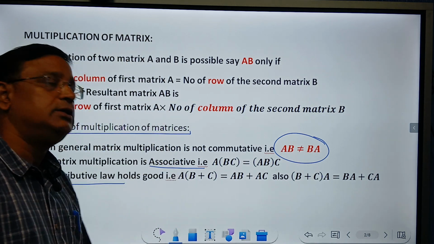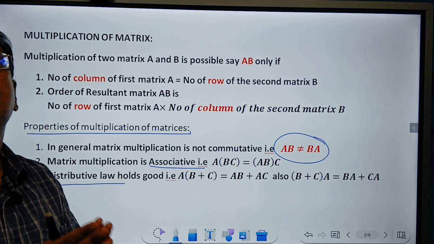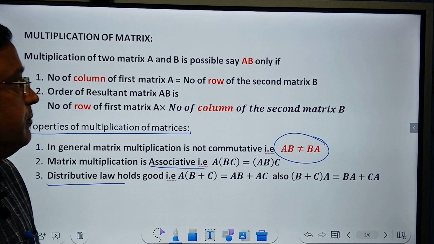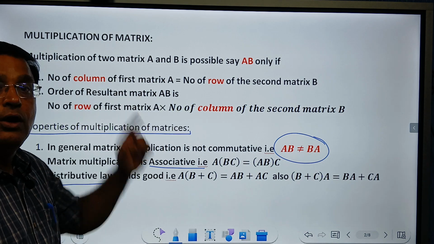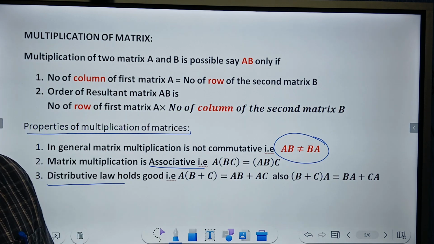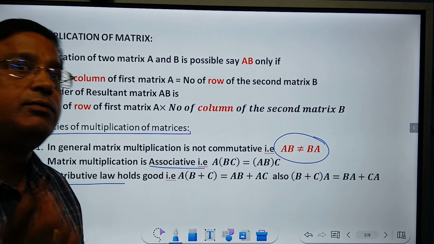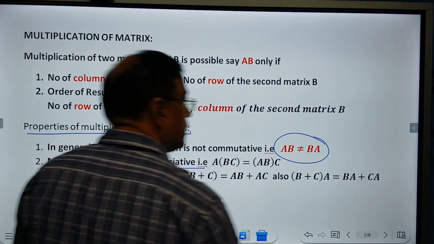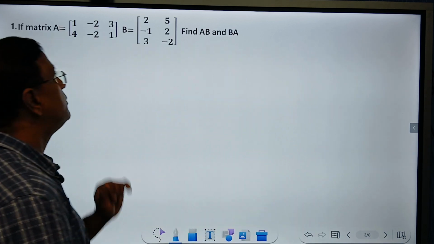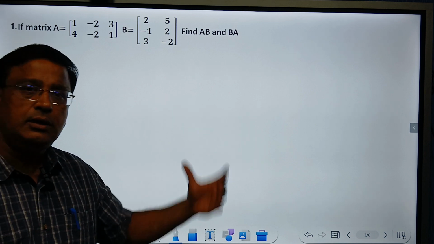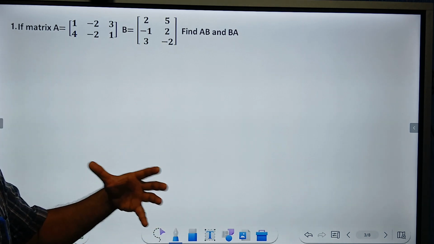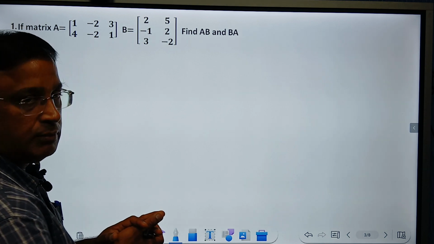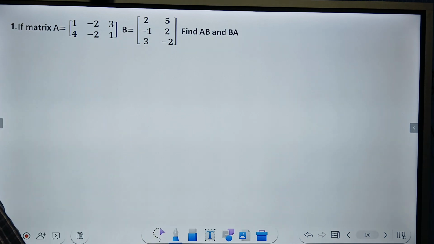Out of all these three, the most important property for me is that matrix multiplication is not commutative. Don't forget that. And also don't forget what condition is to be verified for multiplication and what the order of the resultant matrix will be. These things you should never forget in multiplication. Now let's do problems. Since these problems are a little lengthy, we have to go a little slowly, and it's all calculation, so there's a possibility that we can make mistakes in calculation. So you have to be careful.